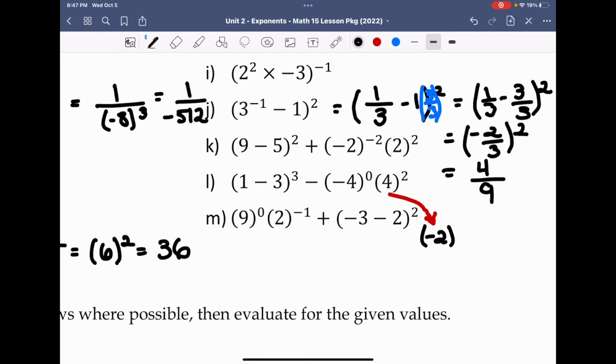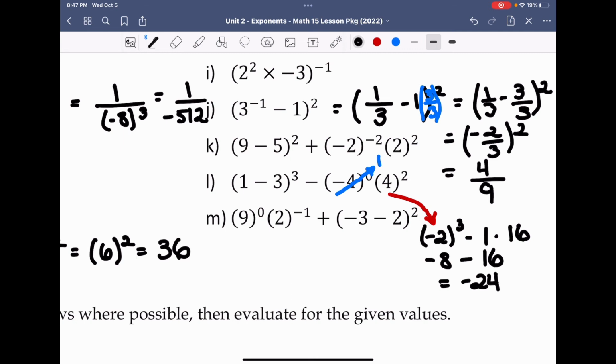I keep it in brackets because I haven't applied the exponent. Minus, we have a negative 4 raised to the power of 0. Anything, no matter positive or negative, raised to the 0 gives me 1. So this is minus 1 times, well, 4 squared. 4 squared is 16. So therefore, I have negative 2 to the 3rd power, which results in negative 8. Subtract 1 times 16. Therefore, I get a solution of negative 24.